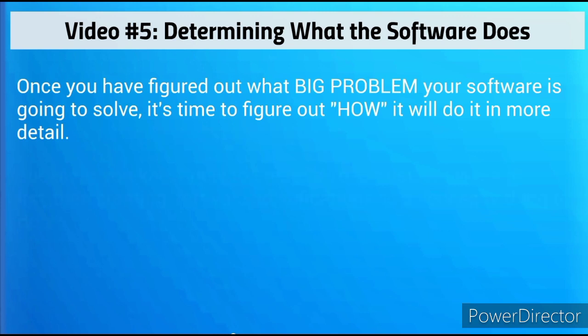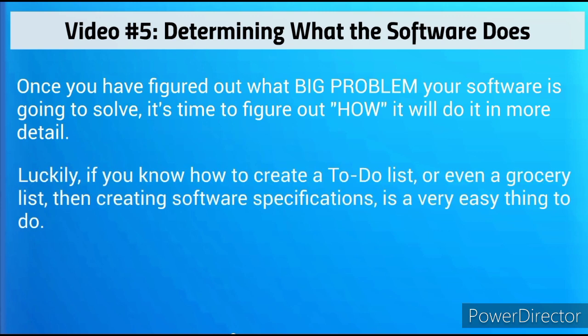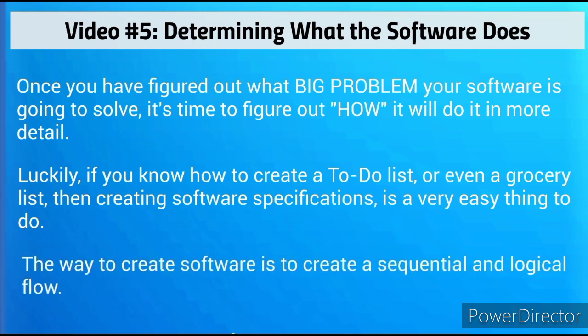So now we need to dig deeper and create what we call a to-do list. If you've created grocery lists or to-do lists, then creating software specifications is actually very similar. It's a very easy thing to do once you have figured out what kind of problem it'll solve and how it will go about doing that. And that's what we're going to do in this video.